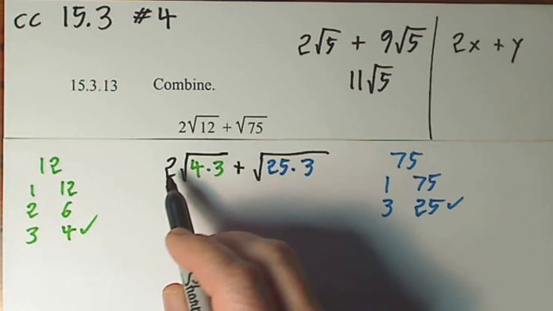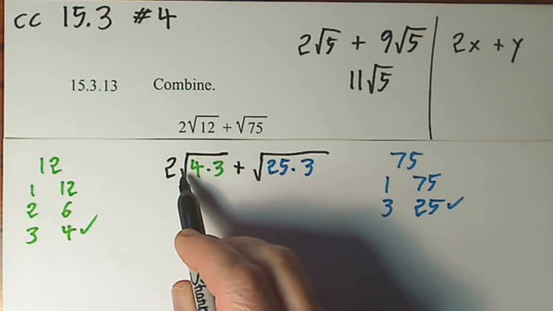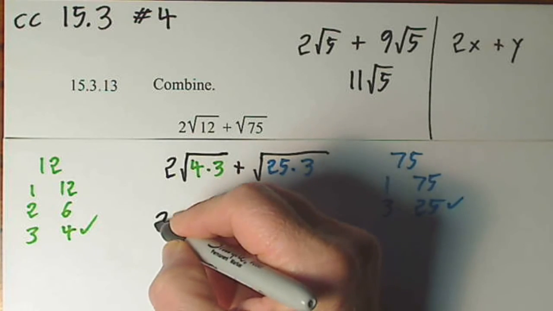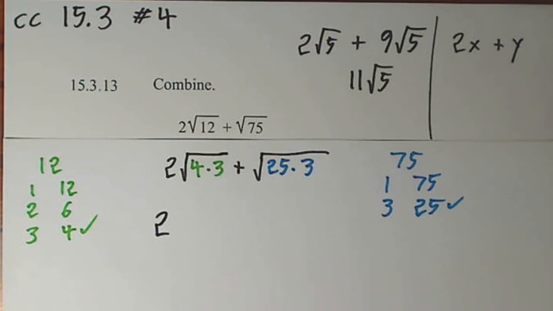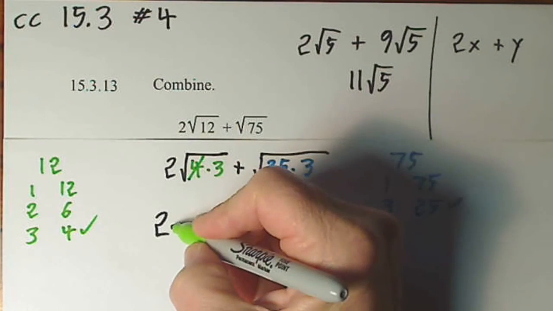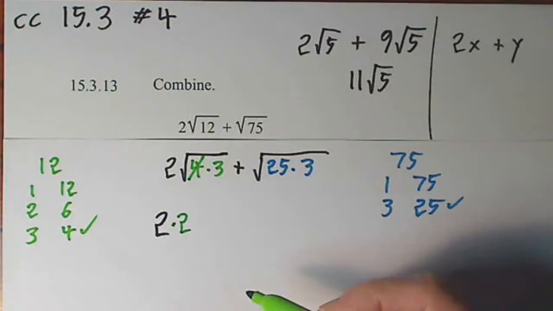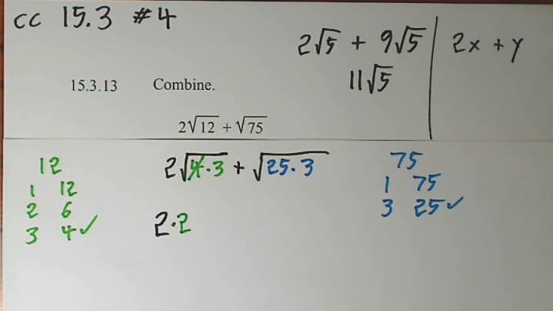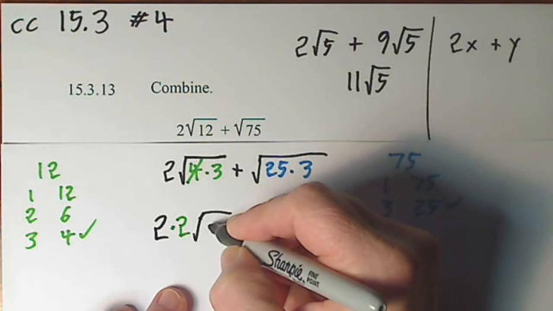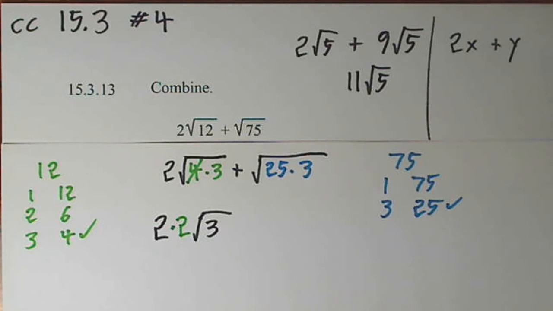This 2, this is 2 times whatever's under the radical. Alright? So the 2 comes down. The square root of 4 is 2. Alright, so I took the square root of 4, and now it's going to have to multiply anything that's sitting in front. And this 3 is just still trapped underneath the radical. Okay, so there it is. Then our plus sign.